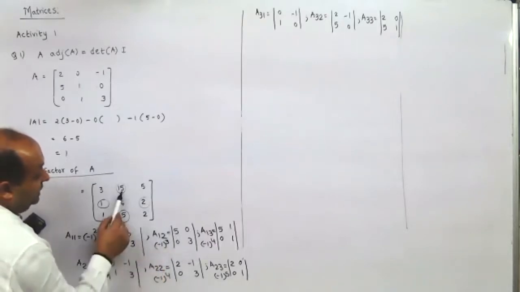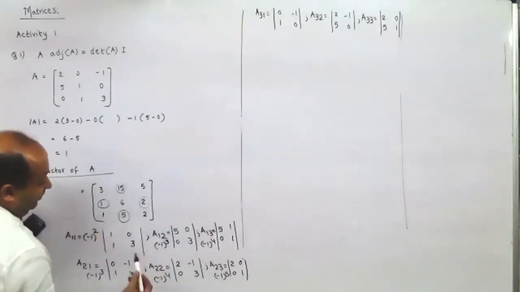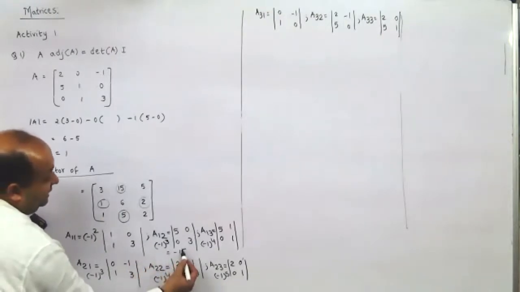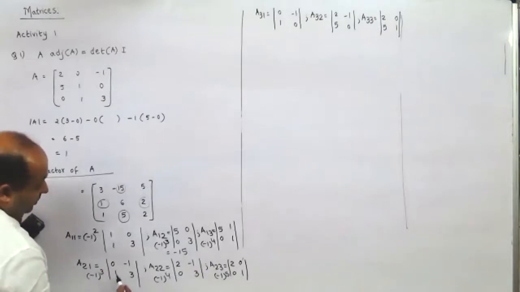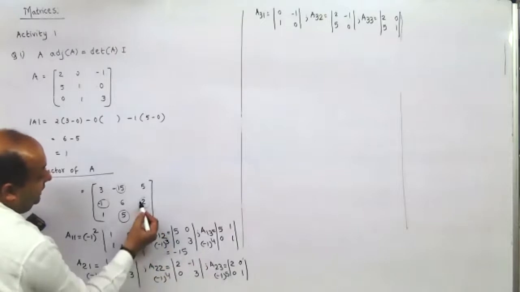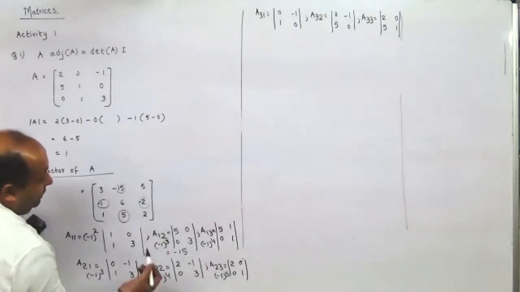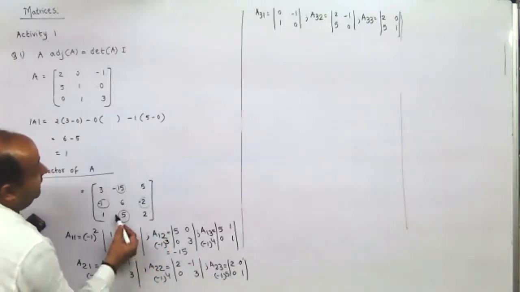So A12, instead of 15, it would become minus 15. So this would be minus 15. Then A21 would become minus 1. A23 would become minus 2. A32 would become minus 5.